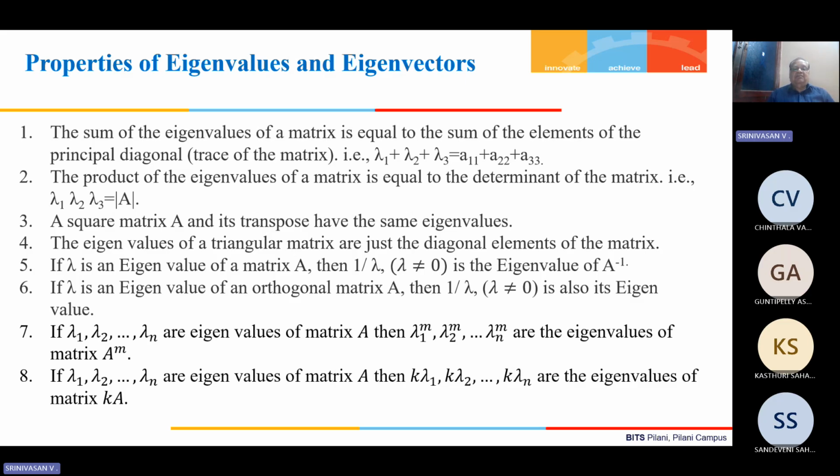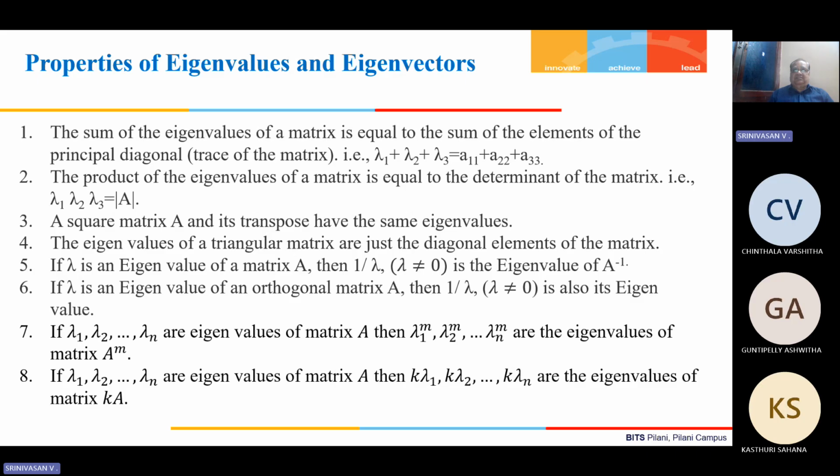What are they? Sum of the eigenvalues of a matrix is equal to sum of the elements of the principal diagonal. That also you might have studied. If your square matrix is given, then what is its trace? Suppose A is the given square matrix. Trace of A is nothing but sum of principal diagonal elements.